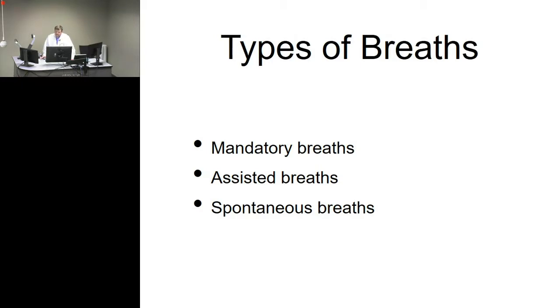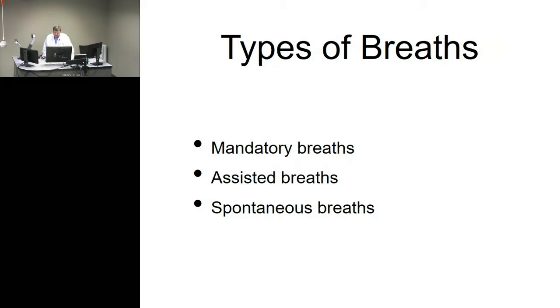SIMV will do the same thing. You'll get 12 set breaths, and then the patient can breathe above those 12 fully supported breaths. But those are mandatory breaths that are going to be given. Then you have assisted breaths, and the difference between assisted and spontaneous is that assisted breaths are going to be patient-generated but fully supported by the ventilator. Spontaneous breaths are breaths taken by the patient that likely don't have the full ventilator support.